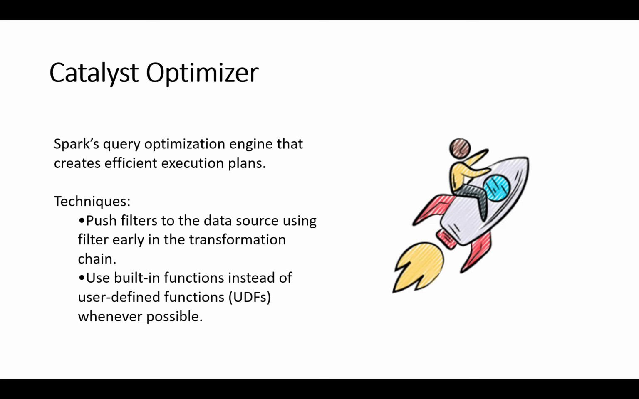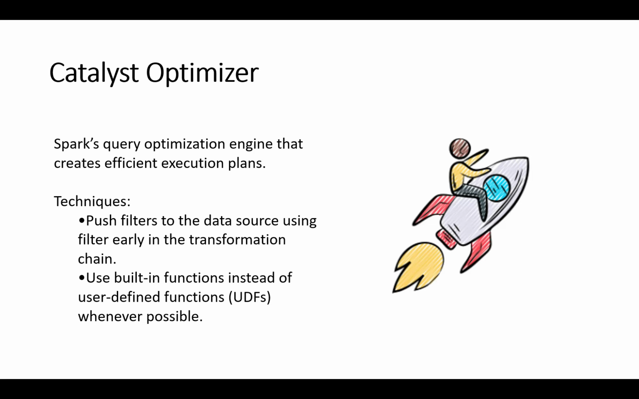Now a few of the things that we can do is that we push filters to the data source using filter early in the transformation. Why should we do filters? Whenever we write the code and when the query execution plan is getting written, what the Spark execution engine or catalyst optimizer will try to do is push the filters upwards, because if you filter the data first and then do the other operations, it is more optimized. Reason being, the data is reduced, so the volume of data shuffled across the network will be lesser.